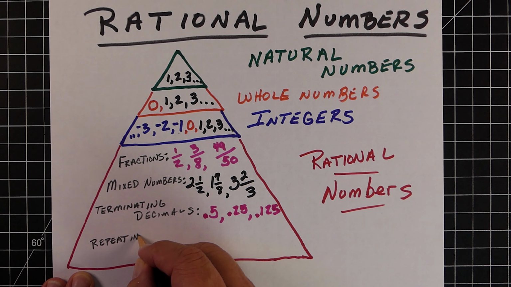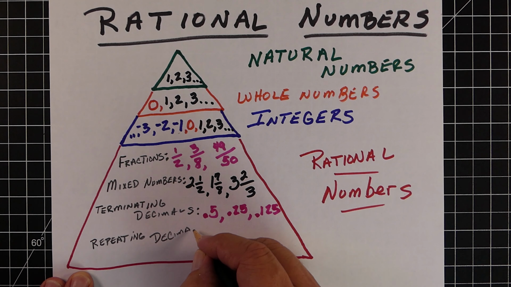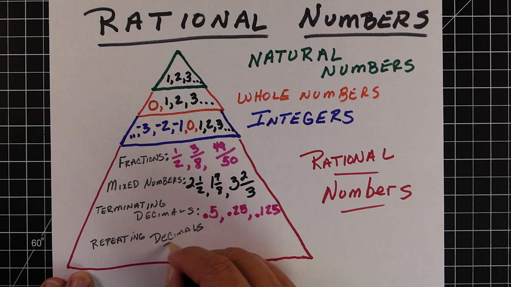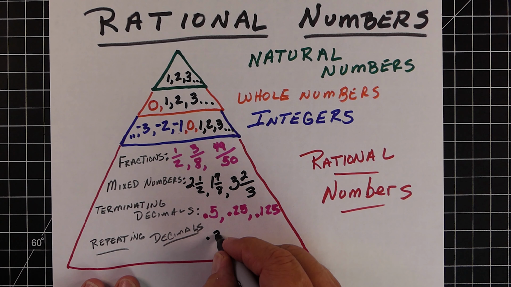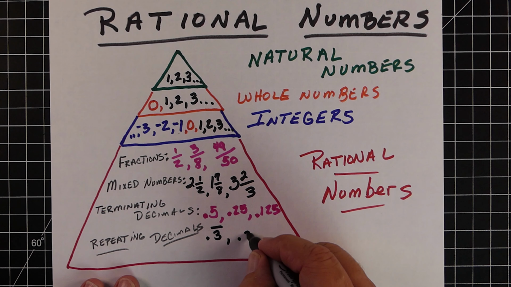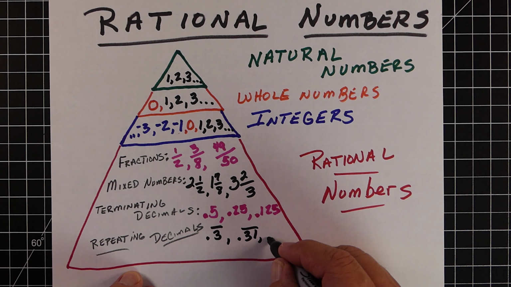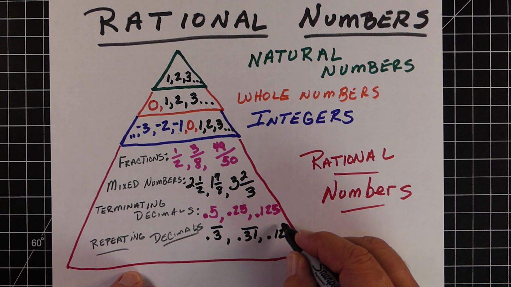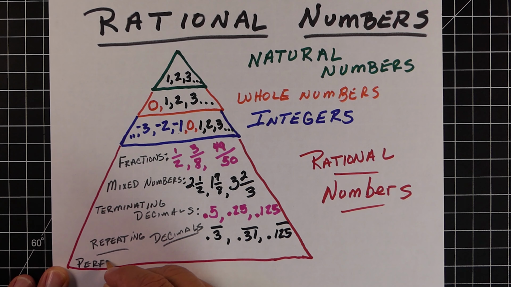Something that's also rational is repeating decimals. These are a certain number or numbers that repeat over and over forever. For example, if I had the fraction 1/3 and wanted to write it as a decimal, it's 0.3, but it goes on forever. There's no end to it. If I had 0.31 and the 31 repeated, that would be rational. If I had 0.125 and the 125 kept repeating, that would be rational.